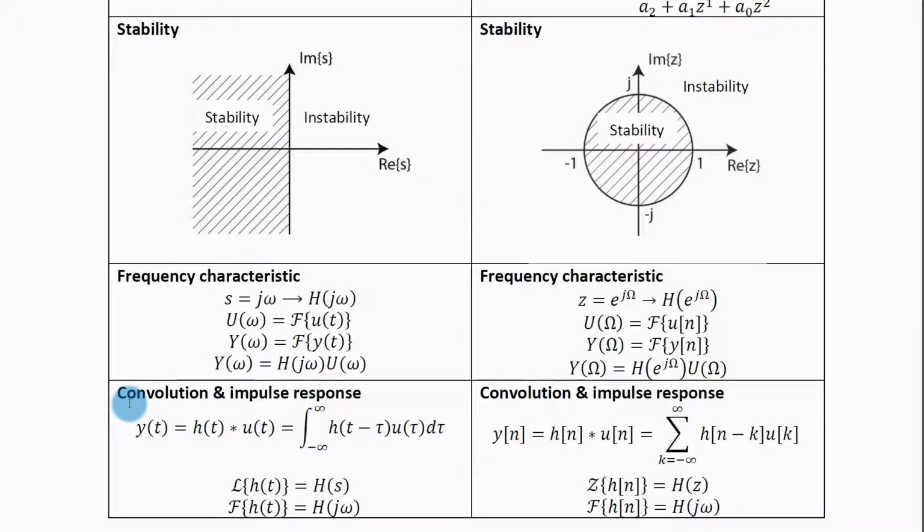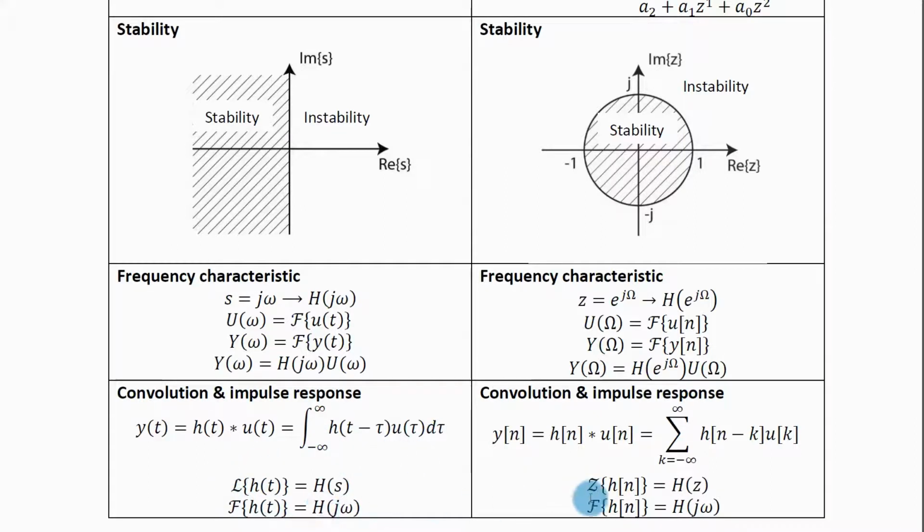Now, in the time domain, you can compute the output of your system using the convolution of the input signal with the impulse response, where the impulse response is the response of a system to the Dirac delta function. This goes both for continuous time and discrete time systems, even though the definitions of the convolution are a bit different.